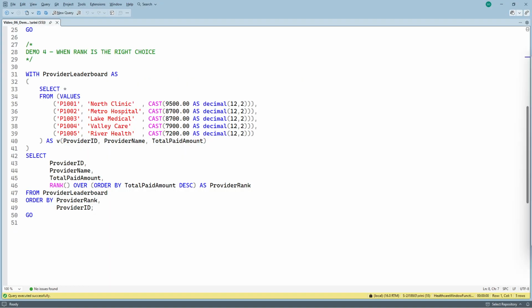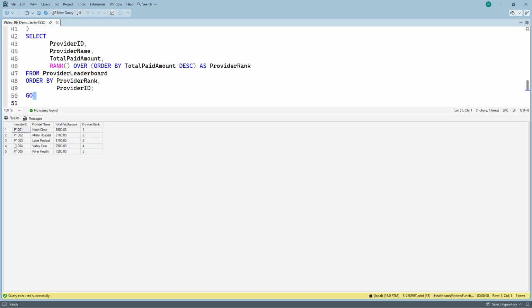Rank is different. If two providers tie, they share the same rank. In our example, two providers share rank 2. Because two providers occupy that second place position, the next rank becomes 4. That gap is not a mistake. It is rank showing that there were two rows ahead of the next provider. This is useful when the business wants a traditional competition style ranking.